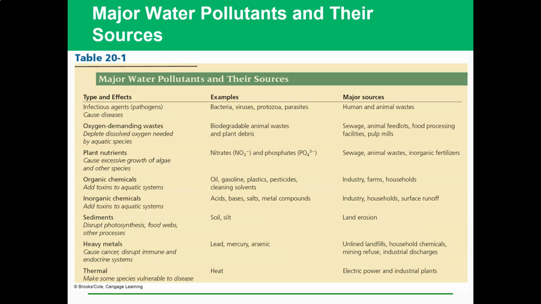Heavy metals cause cancer, disrupt the immune and endocrine system, and you've got lead, mercury, and arsenic with that. A lot of times those can come from unlined landfills. So landfill is where your trash goes.